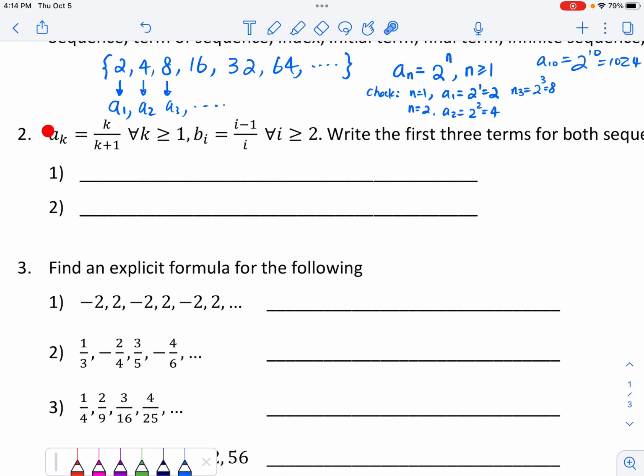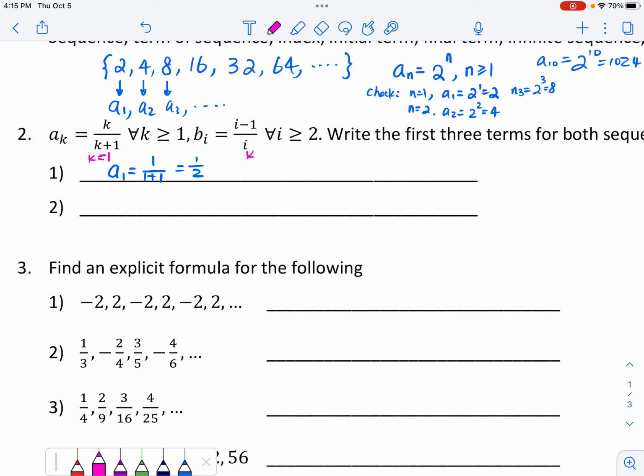Now, for the first sequence, it says index starts with 1. So you really want to begin with k start with 1. Okay, so now A1, k is 1, so 1 over 1 plus 1. That's what the formula says. K is 1, 1 over 1 plus 1, which is 1/2.